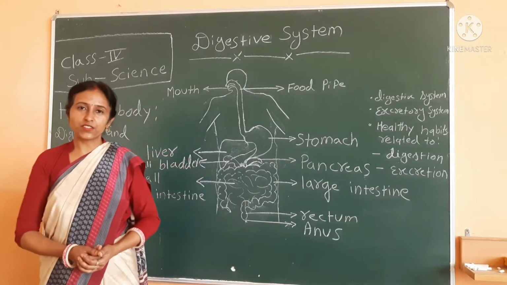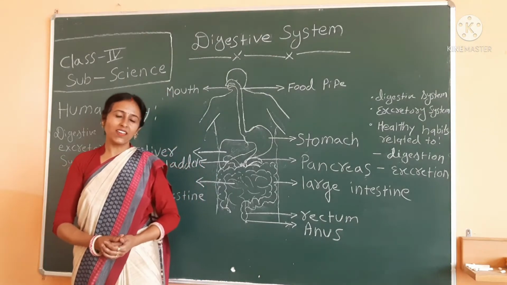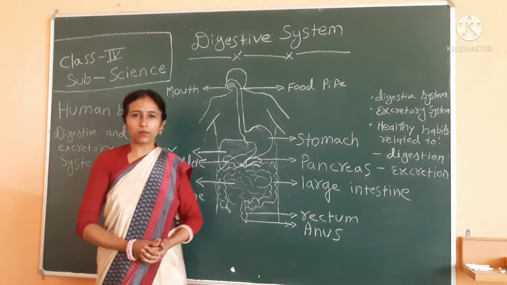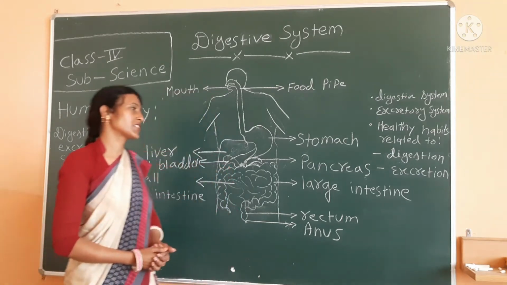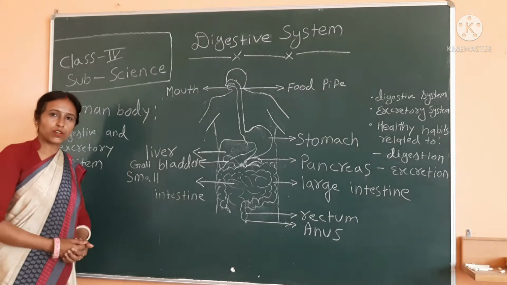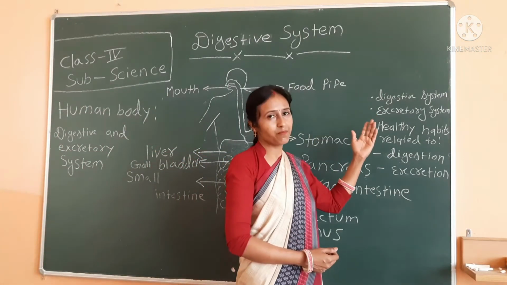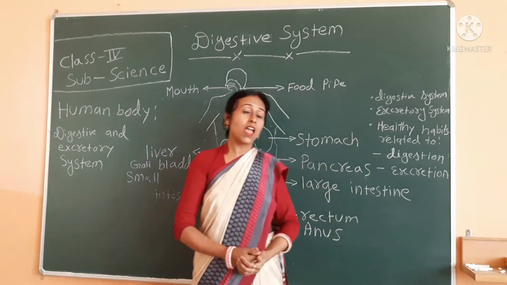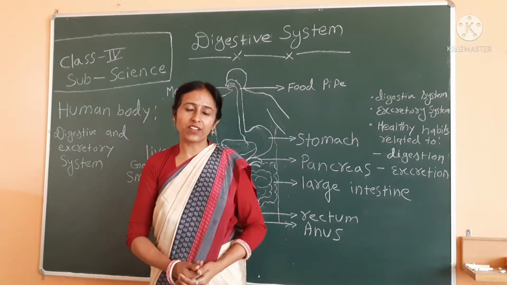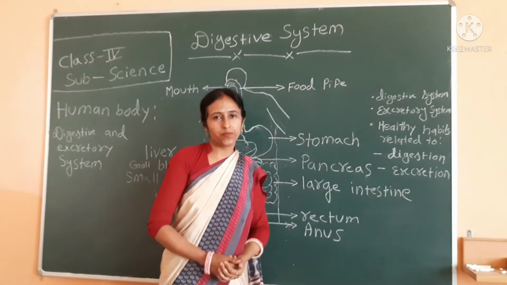Our unit test is very close, so it's time for revision. Today we are going to revise our chapter 3, which is digestive and excretory system. In this chapter, we are mainly going to learn about the digestive system, the excretory system, as well as healthy habits related to the digestive system and excretory system too.